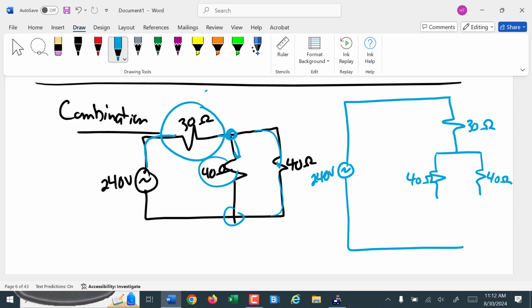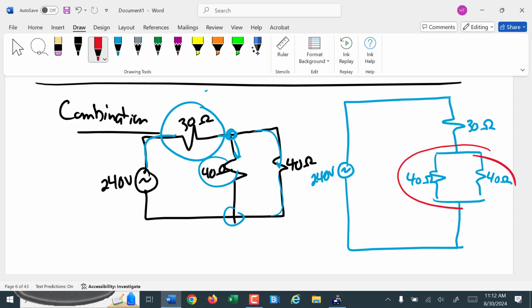One side of the branch is the 40 ohms. I'll put that over here. The other side of the branch is also 40 ohms. So I'll put 40 ohms over here. Then it comes back together, and that's all of my resistors. Having it drawn like this, at least for me, makes it easier to combine.